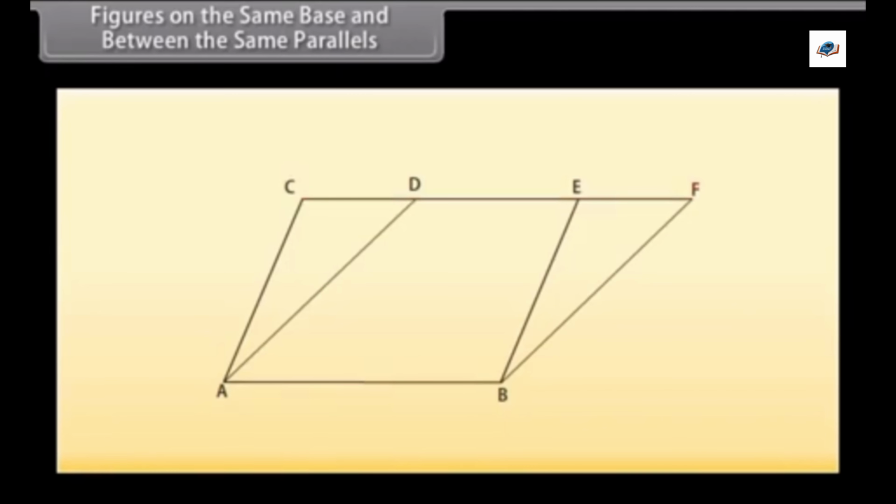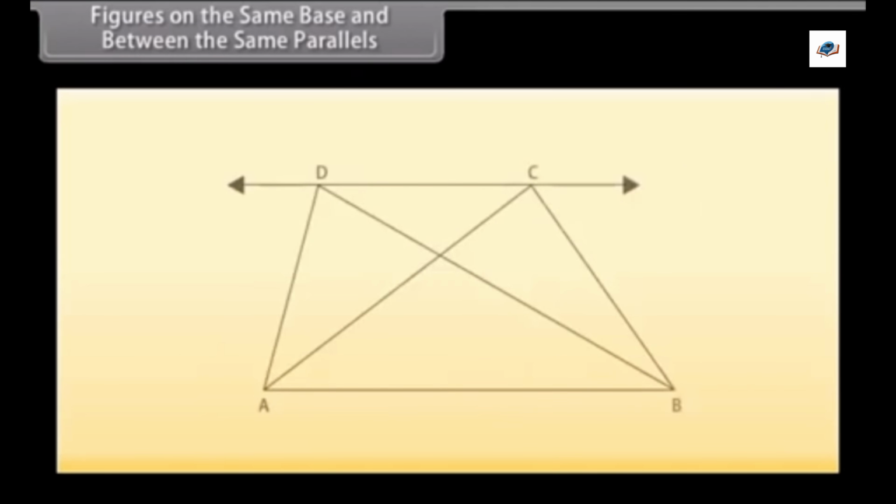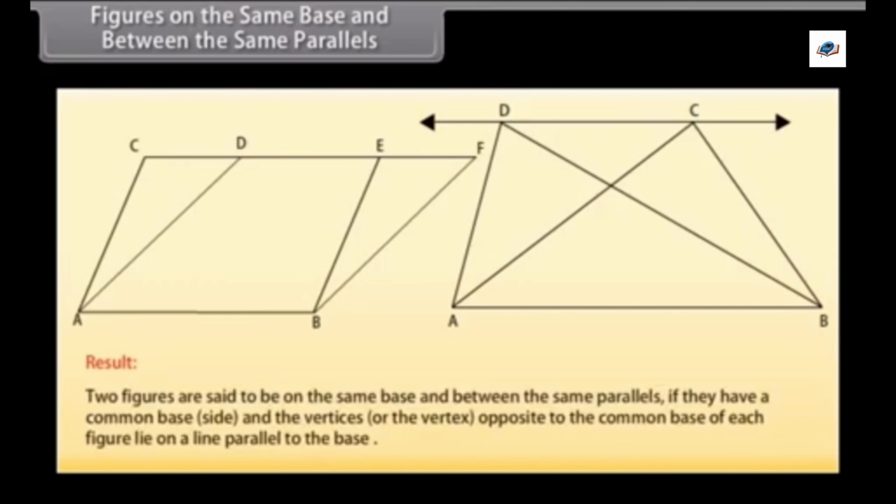So we can say that both the parallelograms lie on the same base AB and between the same parallels AB and CF. Similarly, in this figure, the triangles ADB and ACB both lie on the same base AB and between the same parallels AB and DC. So we can say that two figures are said to be on the same base and between the same parallels if they have a common base side and the vertices or the vertex opposite to the common base of each figure lie on a line parallel to the base.